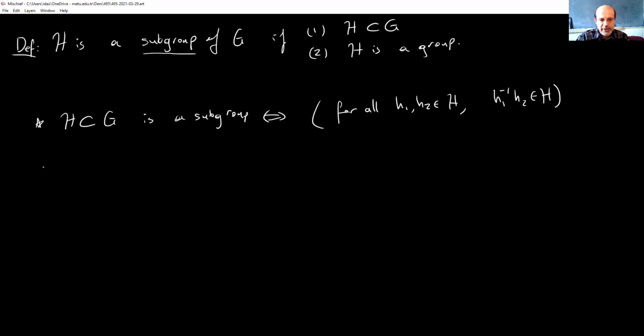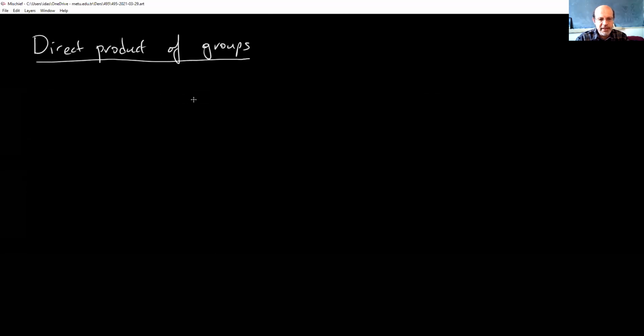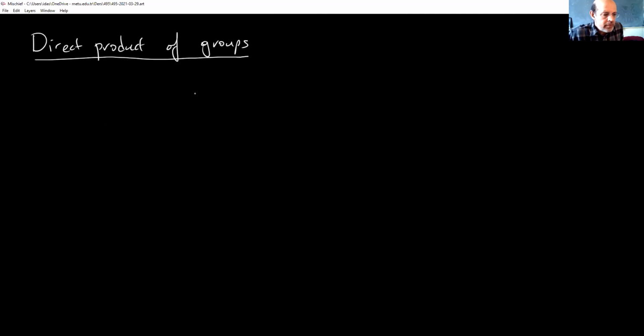Okay, so the next thing is the direct product. Let me just say it like this. This is the direct product of groups. Again, this is purely mathematical, but this is one way of obtaining larger groups. And also this is a useful method for analyzing larger groups into smaller ones. And so as a result, let's go over this one.